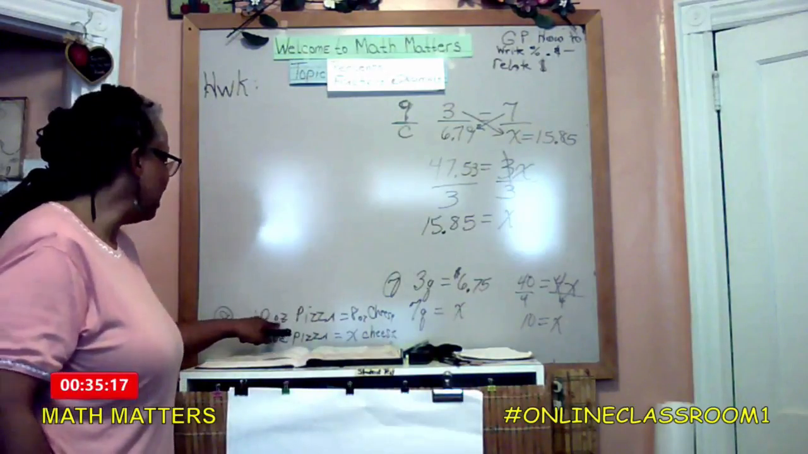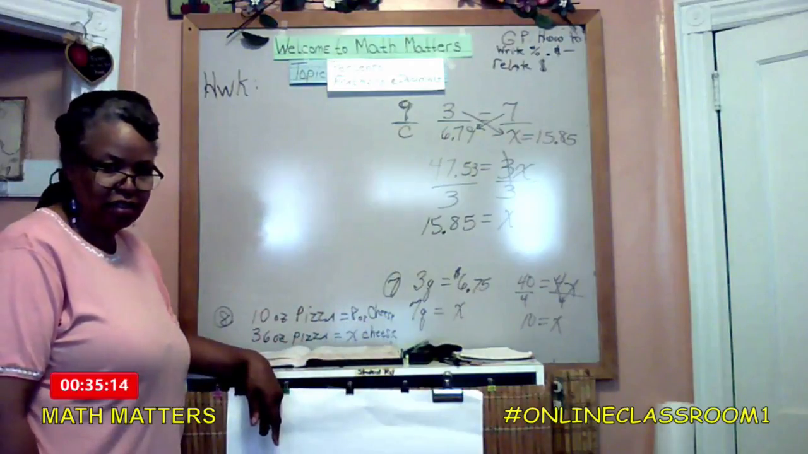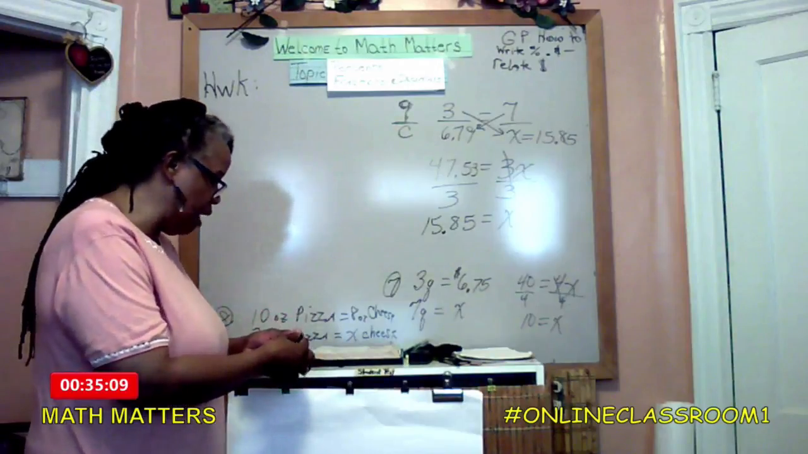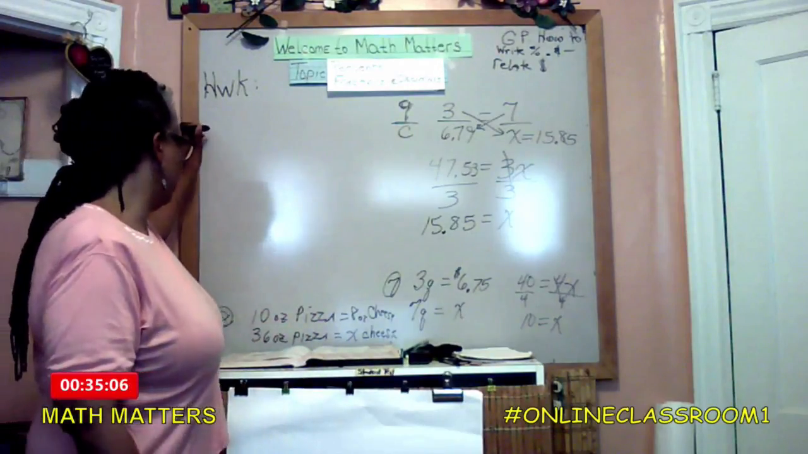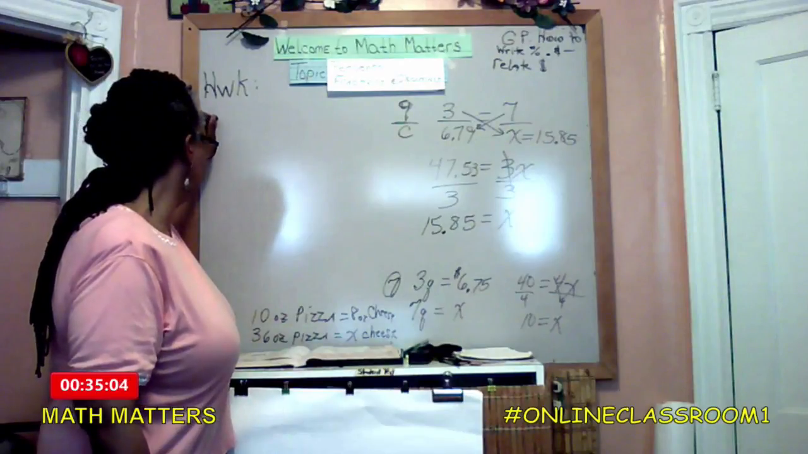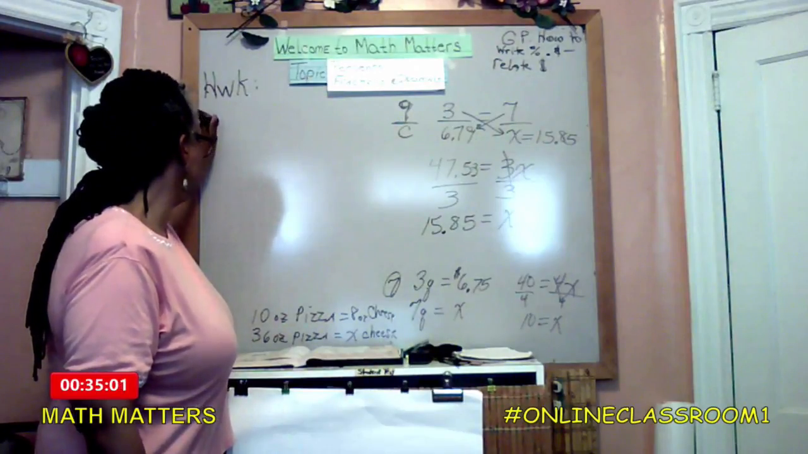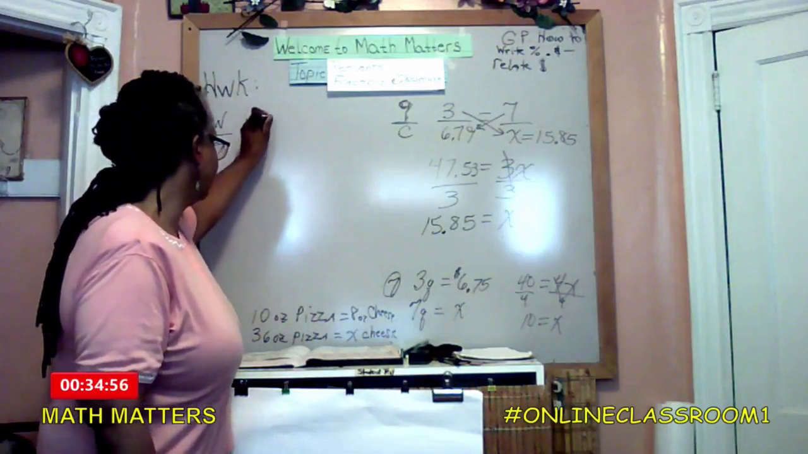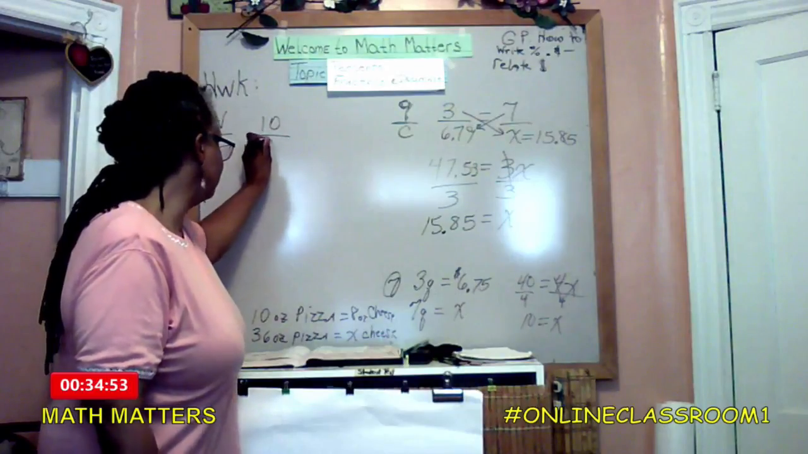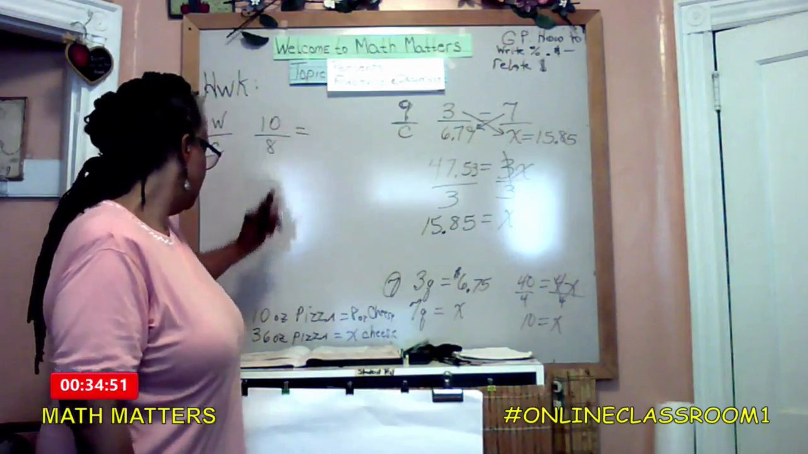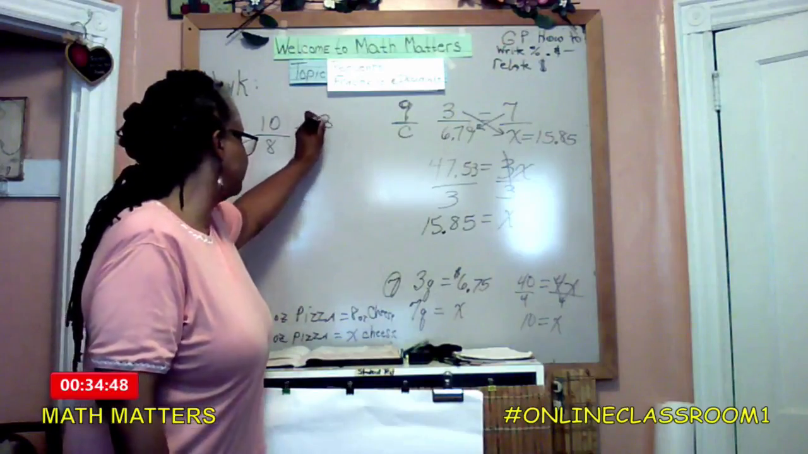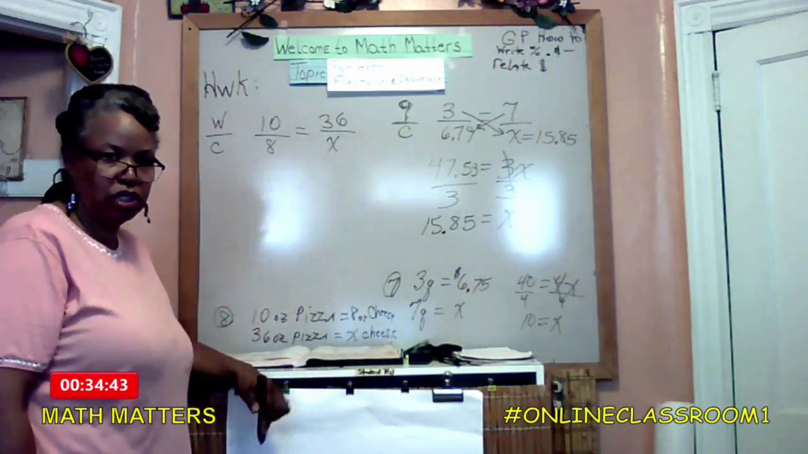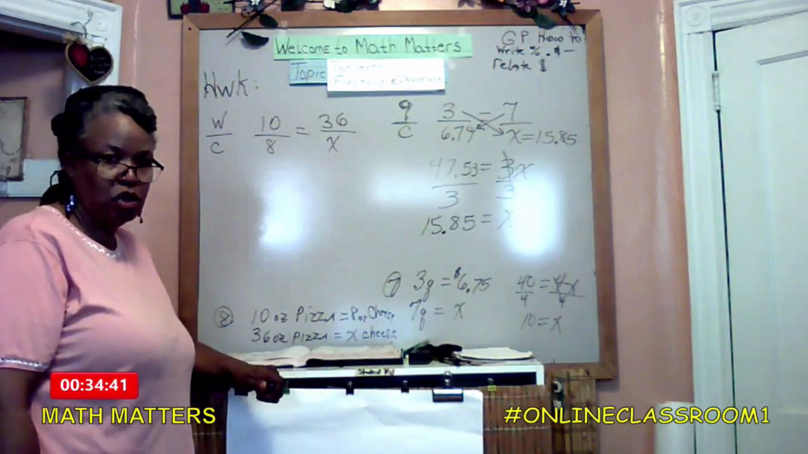So let's go. A 10-ounce pizza uses 8 ounces of cheese. That's a lot of cheese, I think. But at any rate, we're doing this for the problem. So if we do ounces, or let's say weight of cheese, a 10-ounce pizza uses 8 ounces of cheese. We want to know, how much cheese does a 36-ounce pizza require?